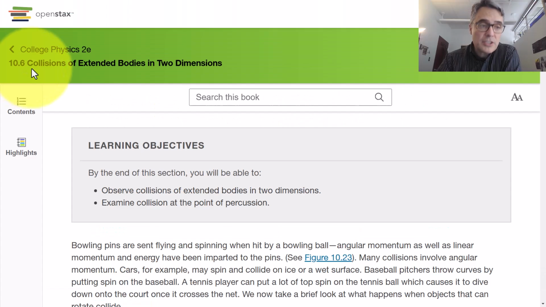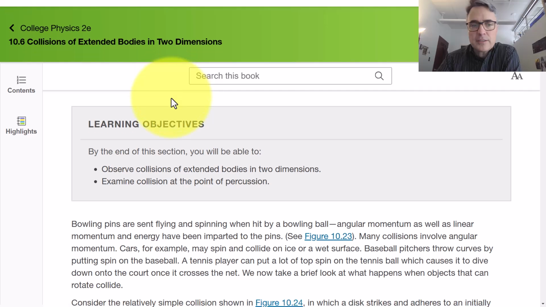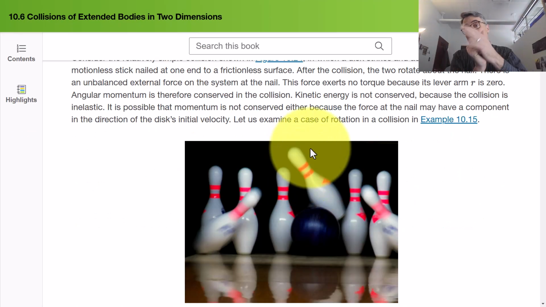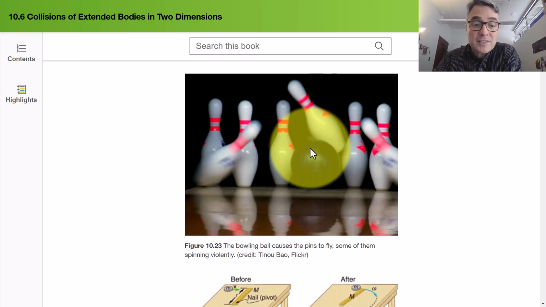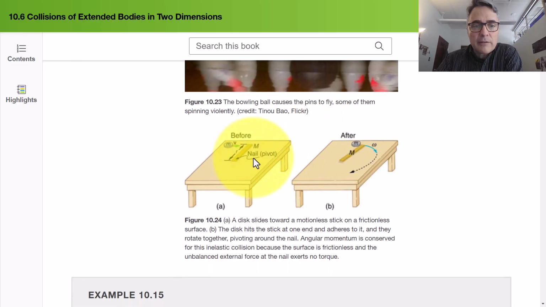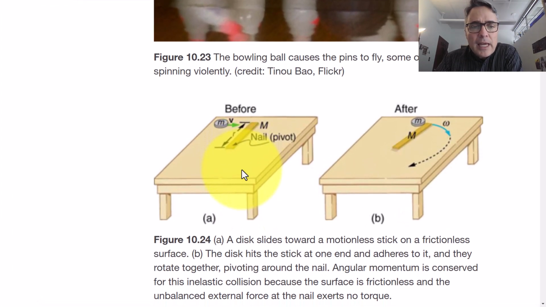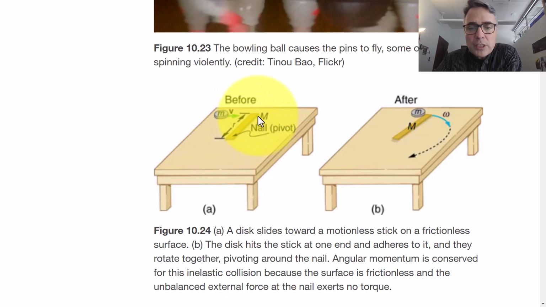orbital plane. Section 10.6 is on collisions of extended bodies in 2 dimensions. When things strike each other, they not only transfer momentum, they transfer angular momentum because they rotate. And an example of conservation of angular momentum is given here. I'll zoom in a little bit. A disk slides towards a motionless stick on a frictionless surface, and at B, the disk hits the stick at one end and adheres to it, and they rotate together. So this is a perfectly inelastic collision where this moving object then sticks to the initially stationary object.